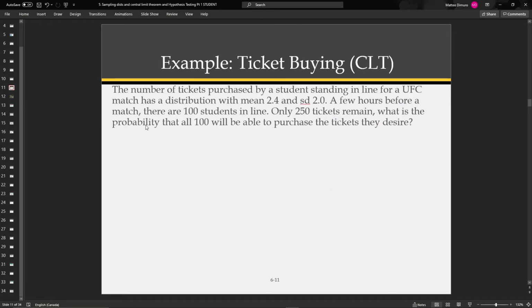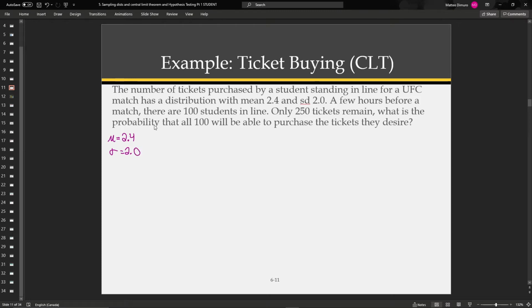Next question. This is another central limit theorem question. That's going to be important, so try the homework, because you're going to get some more central limit theorem questions in there. So this one: the number of tickets purchased by a student standing in line for a UFC match has a distribution with a mean of 2.4 tickets and a standard deviation of 2. So we can write that down right away. It's a mean of 2.4 and a standard deviation of 2.0.